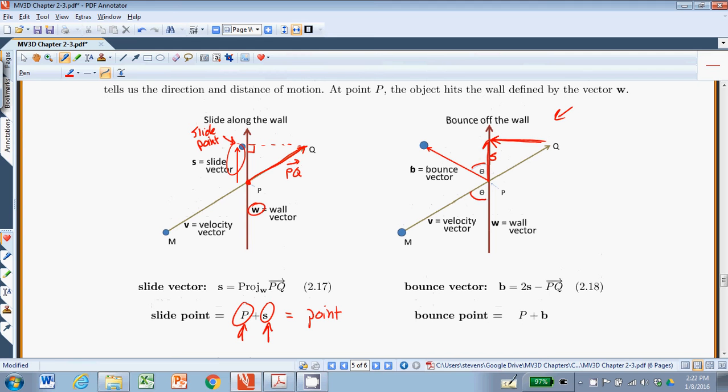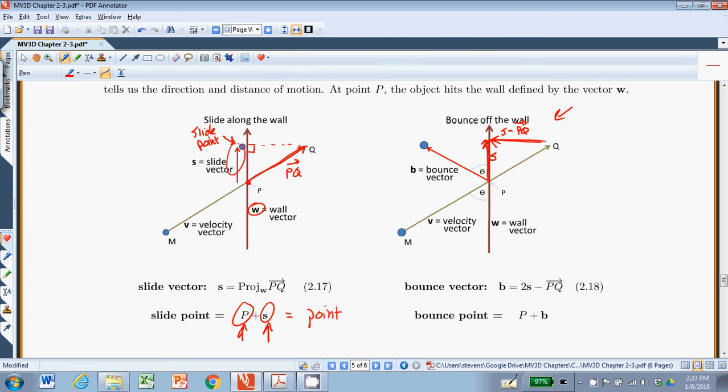And all that is S minus PQ, with the tip to tip. Or you can think of it this way: if you have S going here, and then you did minus PQ, it would be like this. And so S minus PQ would be this vector right here. So once we have S minus PQ, we're pretty much there.